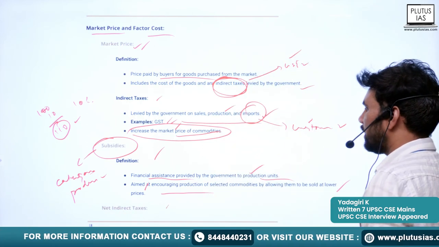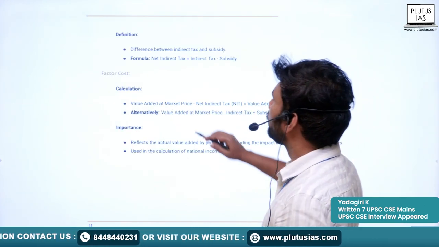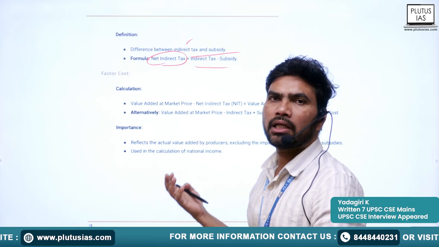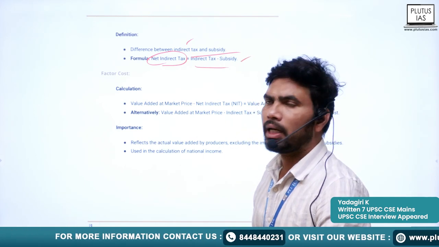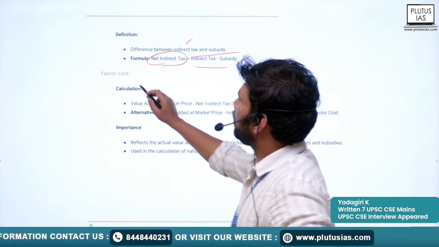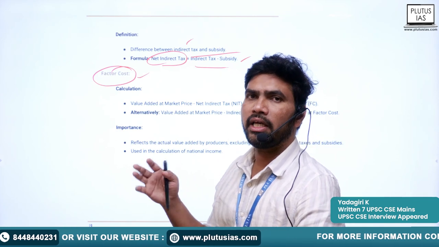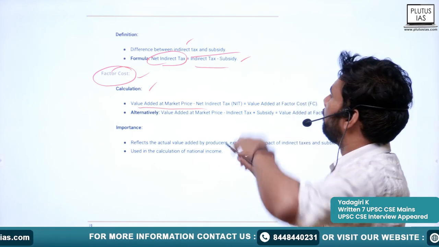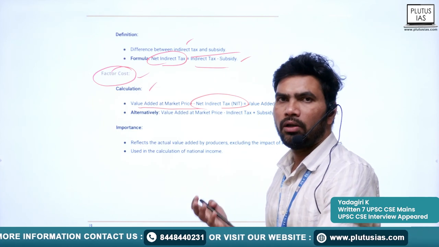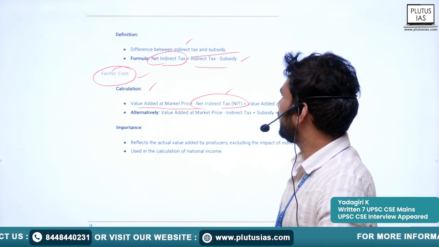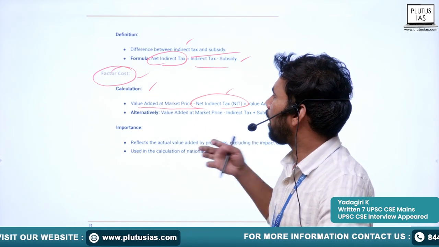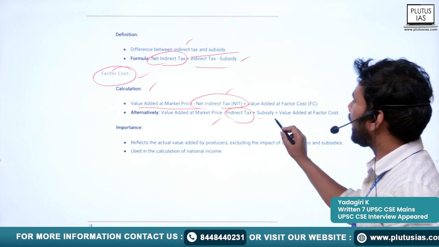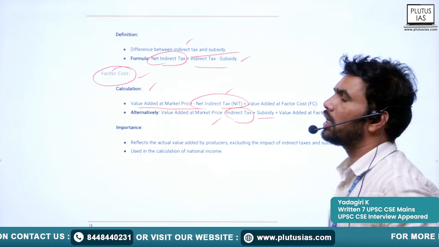Right. Next, the concept of net indirect taxes is the difference between indirect tax and subsidy. So for the net indirect tax, from the indirect taxes we have to minus the subsidies provided by the government. Right. The next concept is factor cost, or production at the factor cost. The calculation is value added at market price minus net indirect taxes. So from the value added at market price, when we minus the net indirect taxes, we will get the value at the factor cost. Alternatively, we can also minus the indirect taxes and add the subsidies, then value added at factor cost will come.